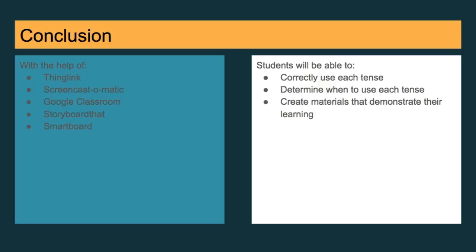In conclusion, with the help of ThingLink, Screencast-O-Matic, Google Classroom, Storyboard That, and Smartboard, students will be able to correctly use each of the 3 tenses, past perfect, present perfect, and future perfect, determine when to use each tense, and create materials that demonstrate their learnings.